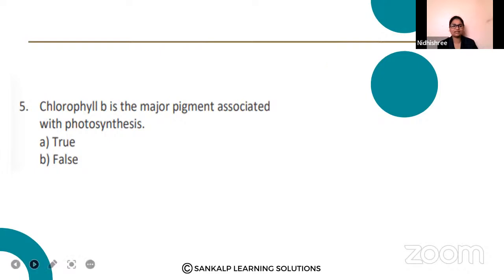Okay, let us check the answer. The right answer is option A. That is true. If we compare chlorophyll A and chlorophyll B, chlorophyll B is a major pigment which absorbs light or takes up a role in photosynthesis. So option A, it is a true statement. Fine.